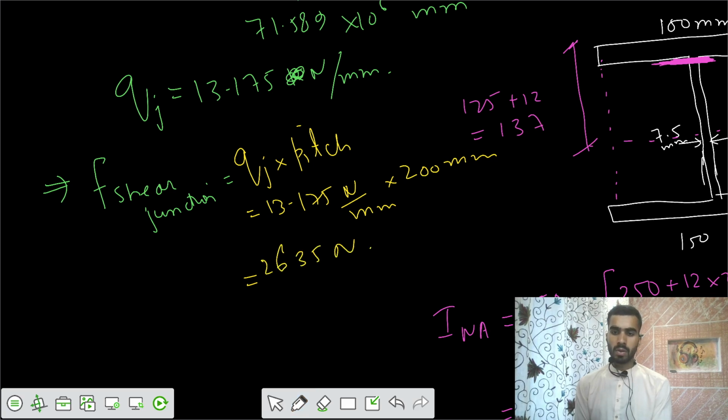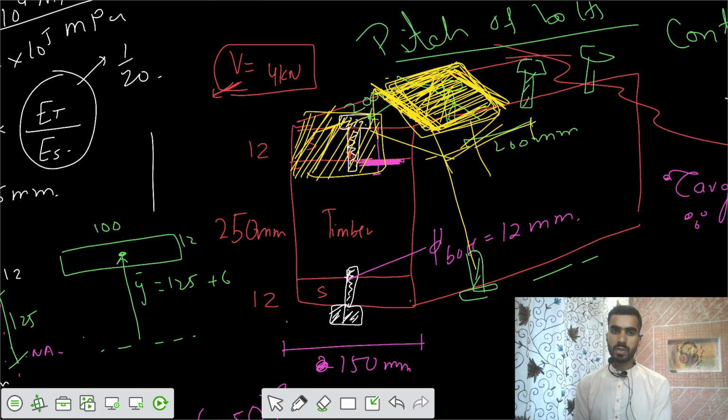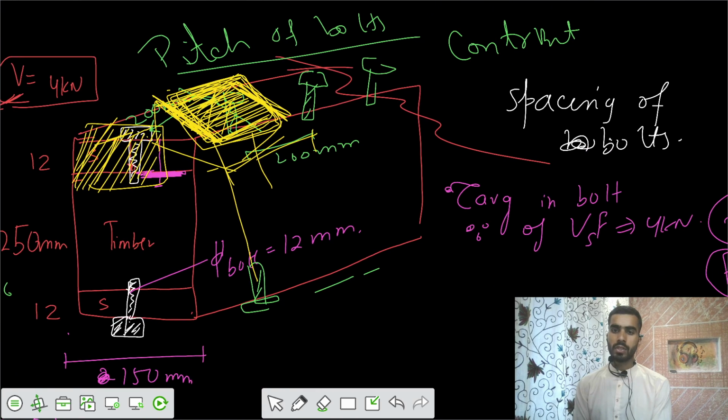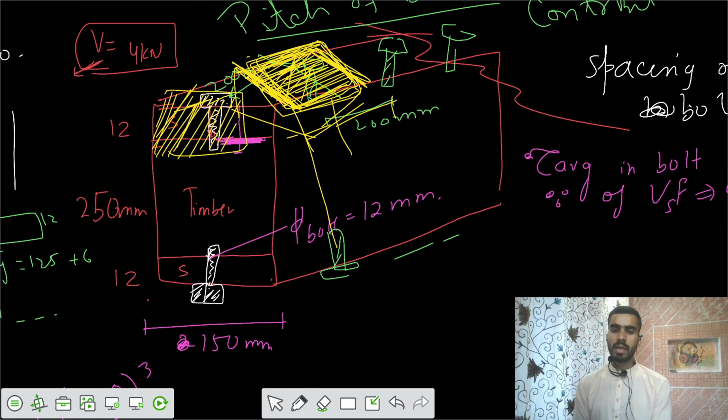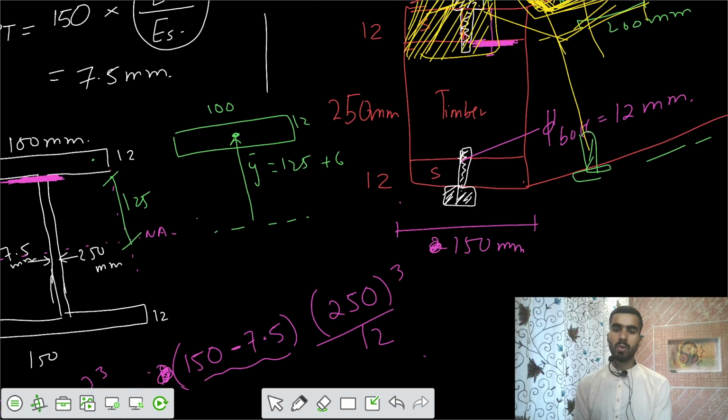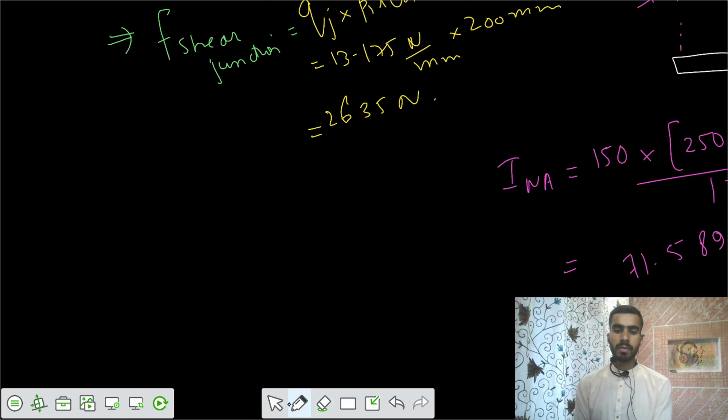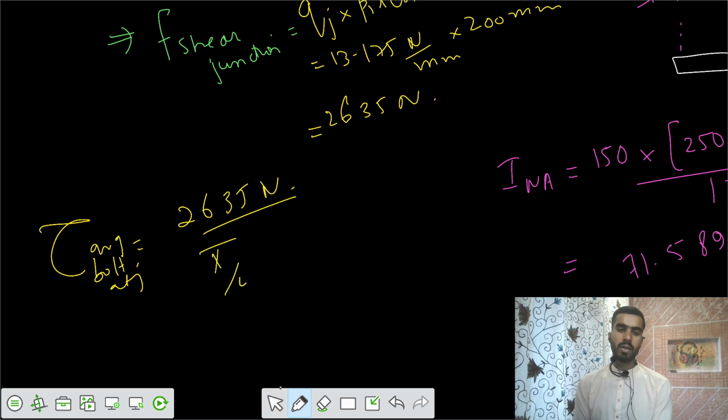And now the question was to get the value of shear stress in the bolt. The average shear stress in the bolt, and the diameter of the bolt is 12 mm. Now the average shear stress at the junction is equal to shear force divided by that area. So we got a shear stress of 23.31 megapascal.